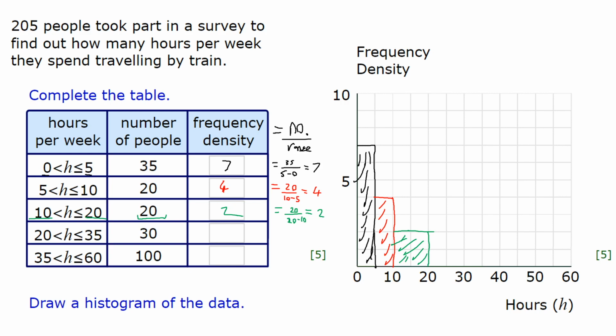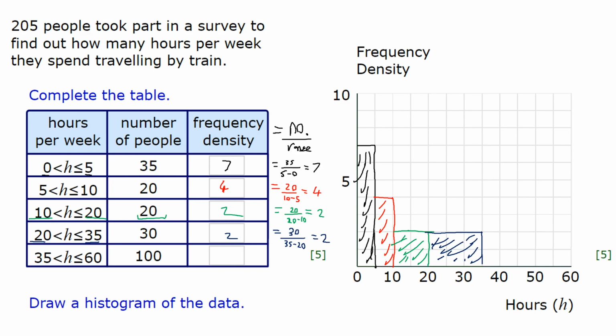Let's look at this next example. For this one, we have a range of 35 and 20. So the frequency density is going to be 30 divided by 35 minus 20. 35 minus 20 is 15, and so therefore it's 2. So we can say that this goes like this, where this is 35, and this is 2.